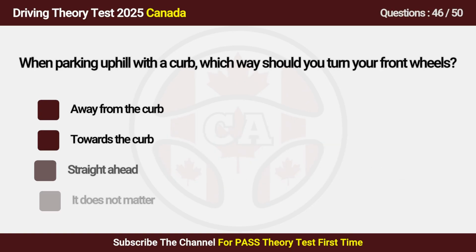Question 46. When parking uphill with a curb, which way should you turn your front wheels? A. Away from the curb. B. The curb. C. Straight ahead. D. It does not matter.